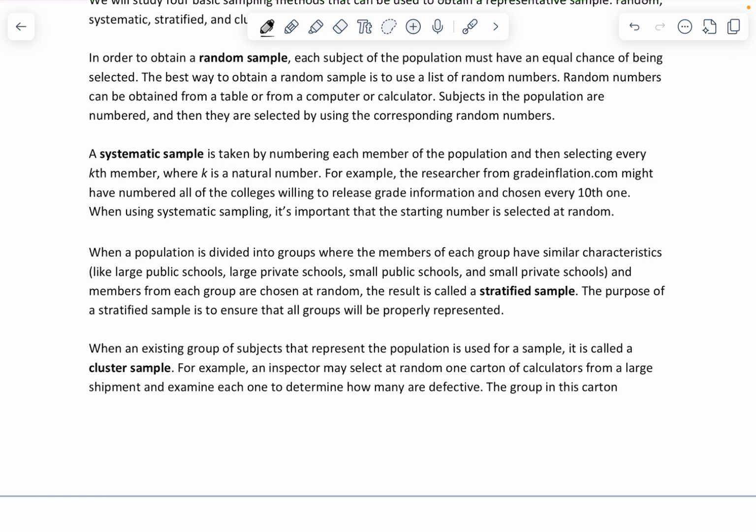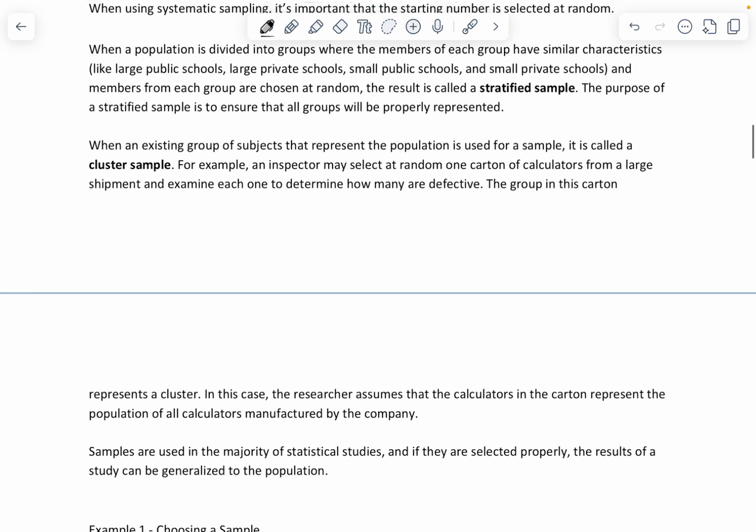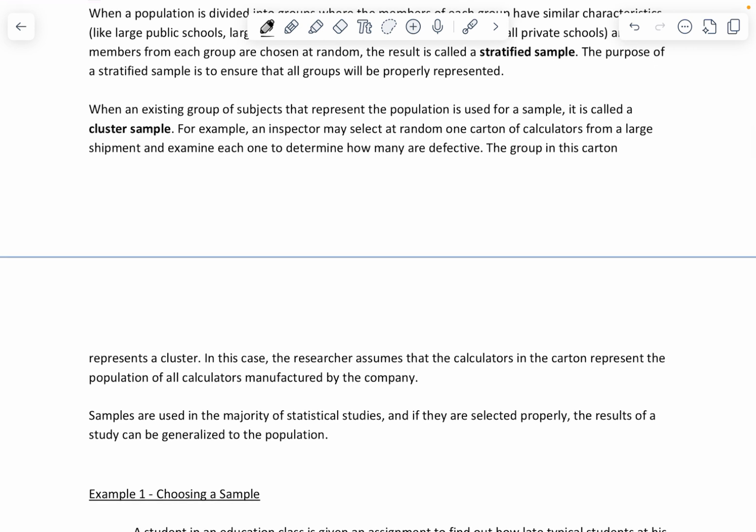When an existing group of subjects that represent the population is used for a sample, it is called a cluster sample. For example, an inspector may select at random 1 carton of calculators from a large shipment and examine each one to determine how many are defective. The group in this carton represents a cluster. In this case, the researcher assumes that the calculators in the carton represent the population of all calculators manufactured by the company.